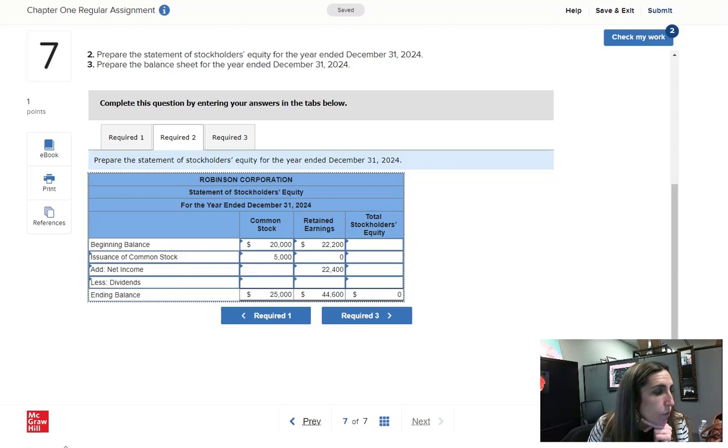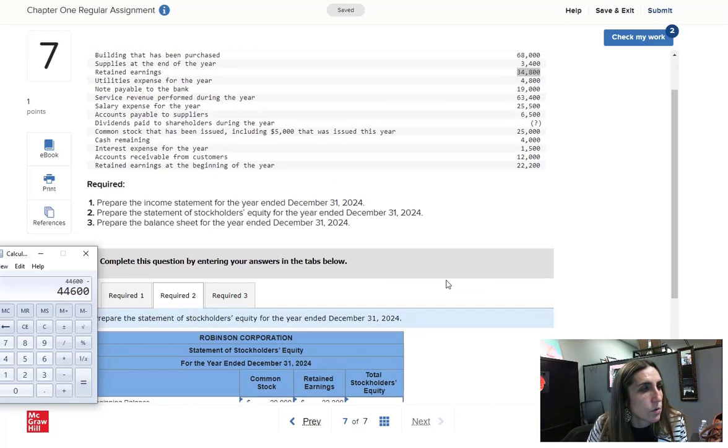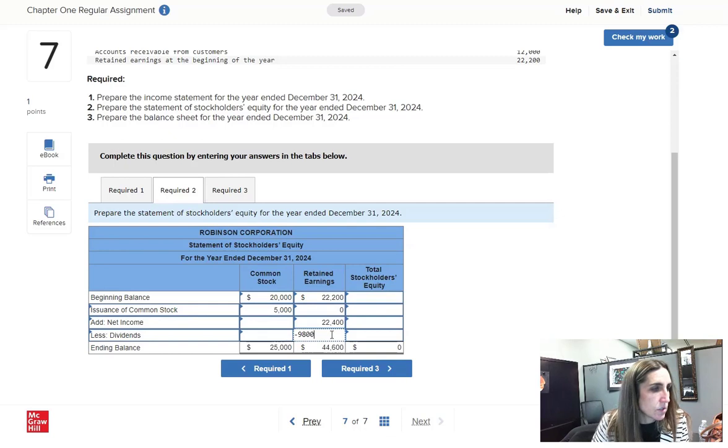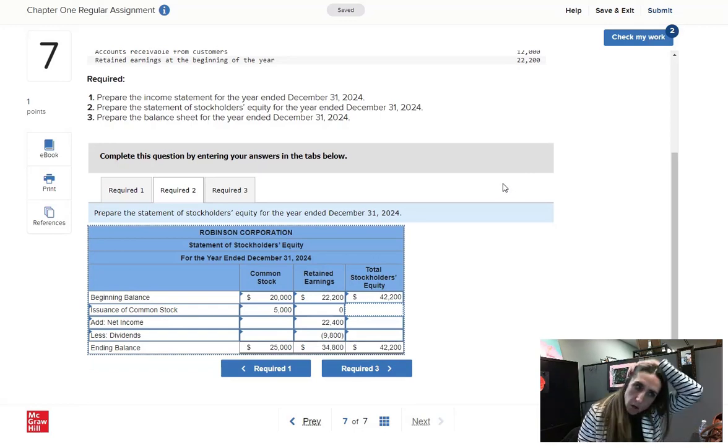So the difference between 44,600, just to make sure I don't screw up the math, I want it to be 34,800. If I subtract what's in there now and what it needs to equal, I see that the dividend would be 9,800. So again, on that, you're going to have to figure out what you want the ending to be from the given data and see where you are, subtract the two to figure out how much the dividend should be.